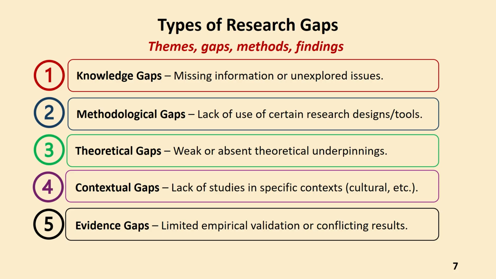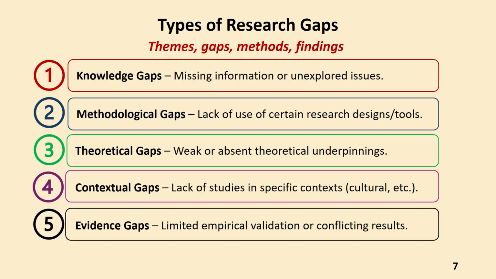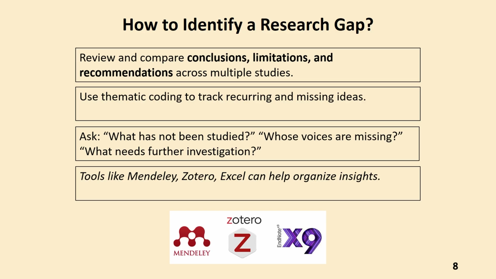Evidence gap, this is also important and serious for a researcher to understand, that there are limited empirical validation or conflicting results. If you have limited empirical validation, that is also a kind of evidence gap. So in a nutshell, I can say that if you find a research gap, it can be of these 5 different types, and it will be helpful for you to make further ideas about your research topic.